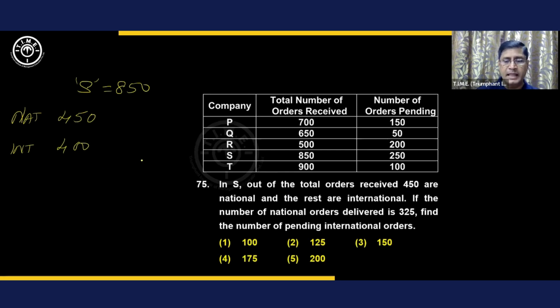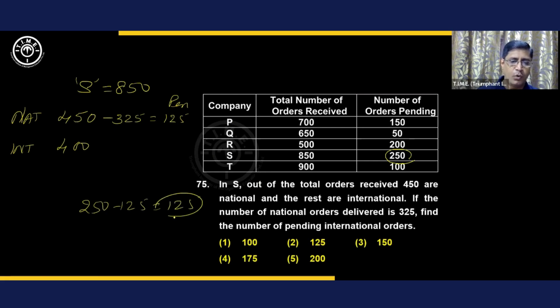450 plus 400. Now in this, how many are delivered? How many are pending? Now delivered. If you observe the delivered and the pending, now look at this one. If the number of national orders delivered is 325, so here 325 are delivered. 325 are delivered means how many are undelivered? So not delivered, pending. How many are pending? So pending is equal to 125. My dear students, total number of pending in S is equal to 250. In that 125 are pending from the national, means the remaining 125 are pending in the international.